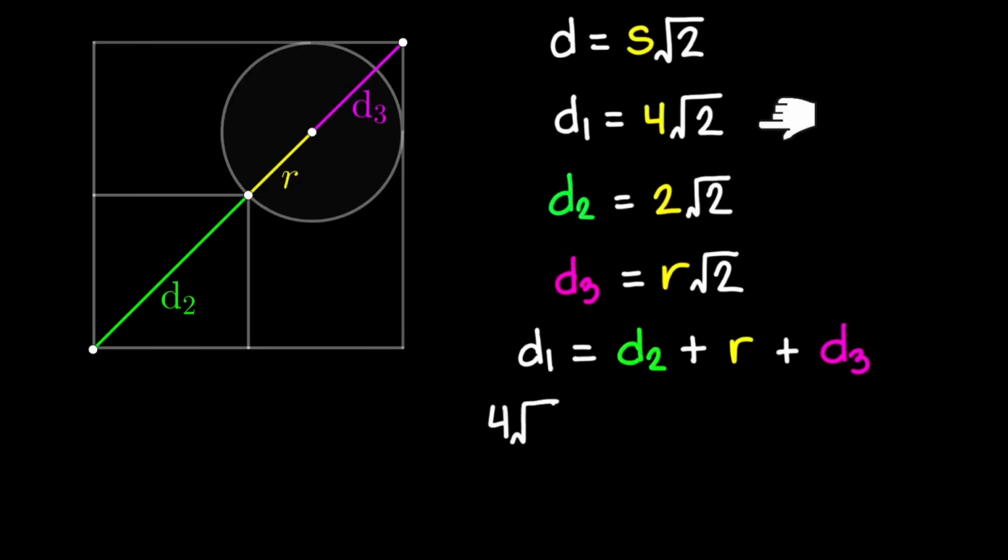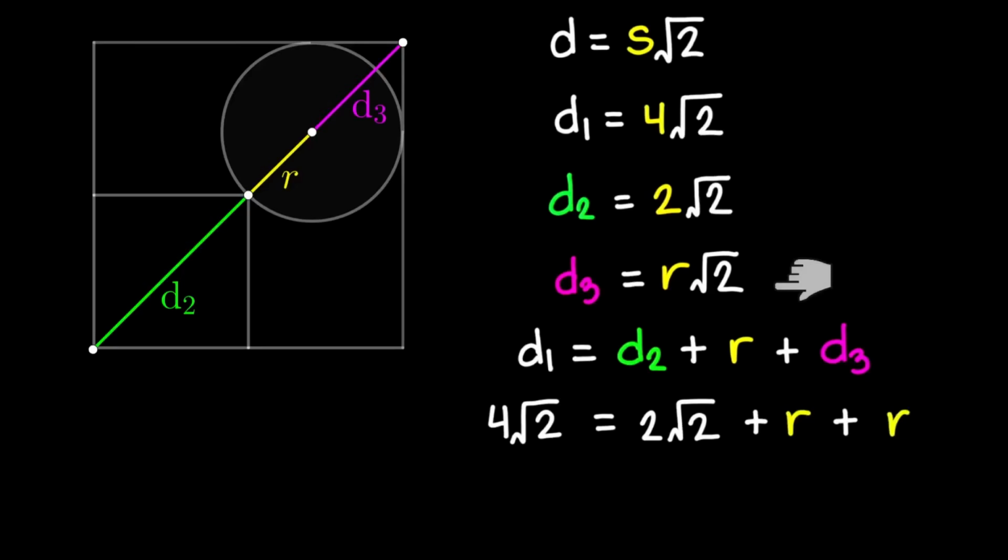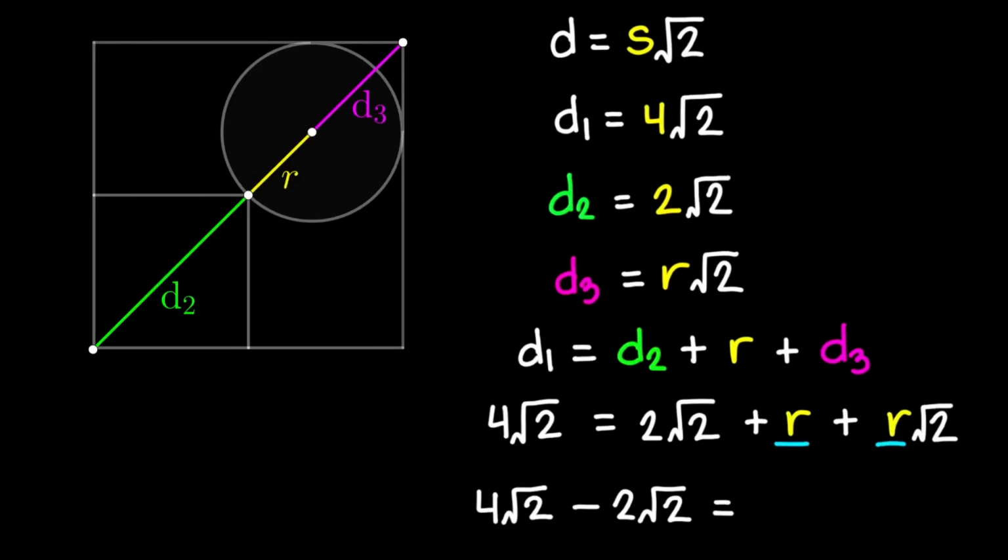d1 is 4 square root of 2. d2 is 2 square root of 2. And d3 is r square root of 2. Transpose 2 square root of 2 to the left side. And on the right side, take out the common factor r to get r times 1 plus square root of 2.